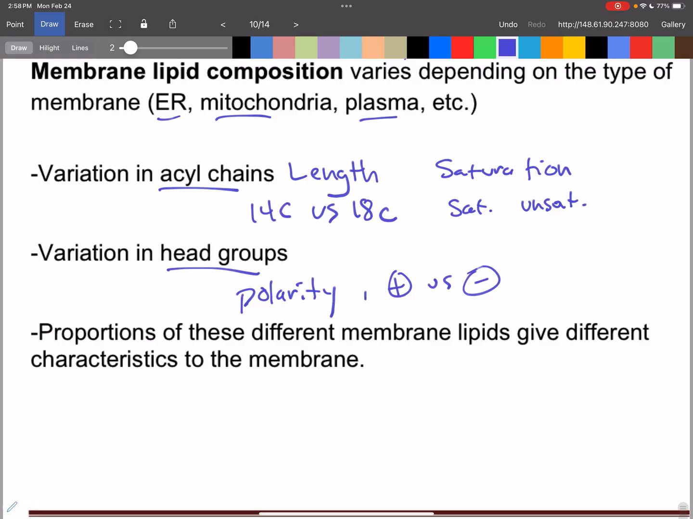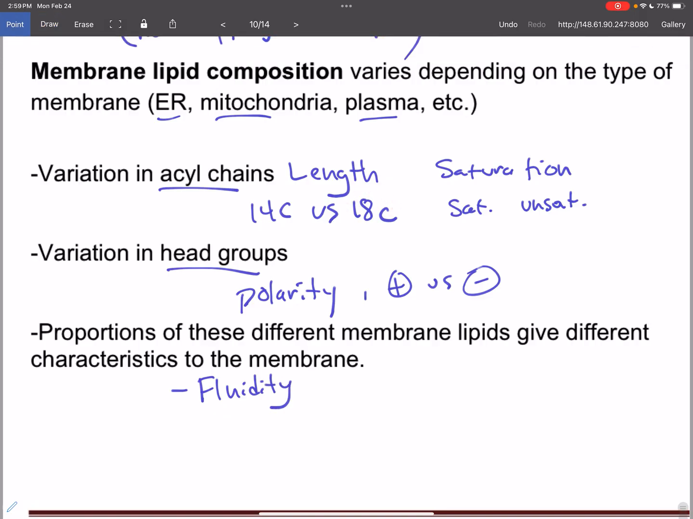So different membranes will have different proportions of these lipids depending on what particular characteristic they need in order to operate. And we're not going to get too specific with this, but things that will change would be the fluidity, for example. Like I was saying, if you have longer and more saturated chains, you're going to have decreased fluidity. If you have shorter and more unsaturated chains, that's going to have weaker IMFs, and so the membrane is going to be thinner and less viscous.